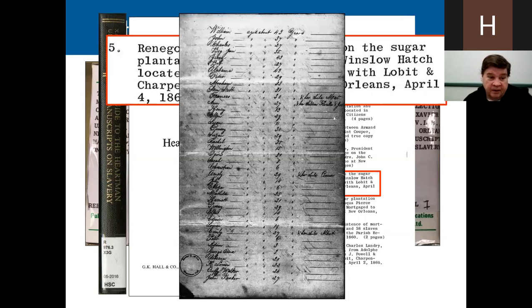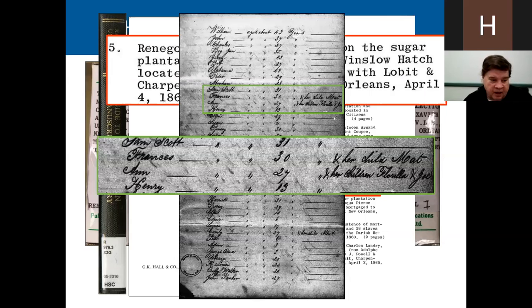Well, if you're going to take out a mortgage, you have to describe what it is. In this case, it's the enslaved people on the plantation in addition to the plantation. And so they provide the names. And in the case of a mother with children, it lists the children she has as well.